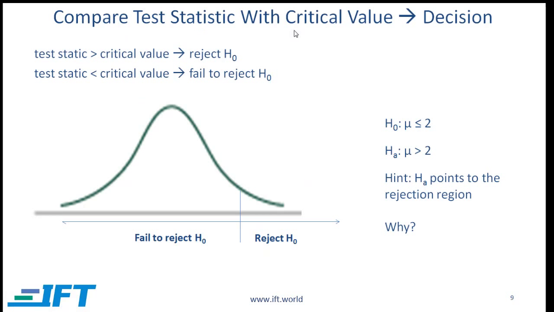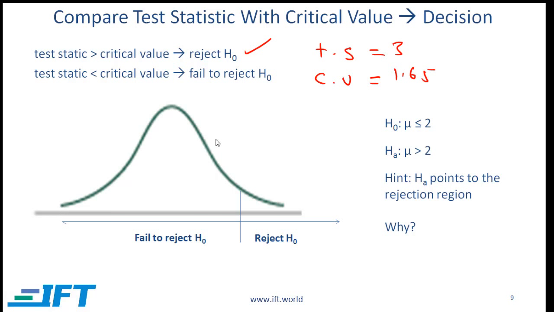Next, we compare the test statistic with the critical value and make a decision. If the test statistic is greater than the critical value, then we reject the null hypothesis. If the test statistic is less than the critical value, then we fail to reject the null hypothesis. If we look at our situation, the test statistic was equal to 3, and the critical value was 1.65. Since the test statistic is greater than the critical value, we reject the null hypothesis.